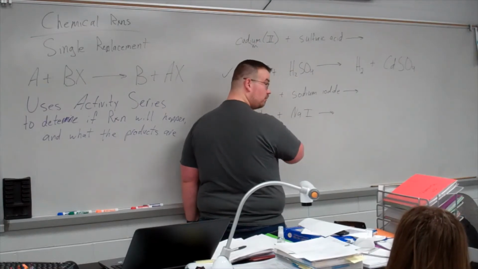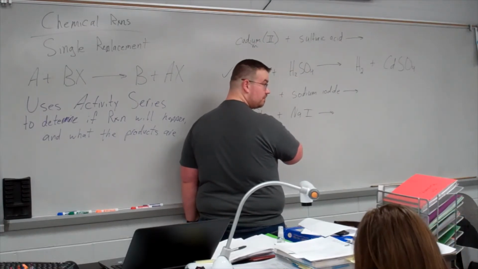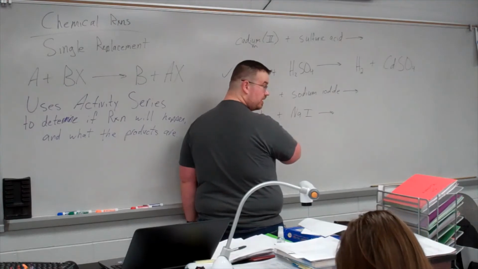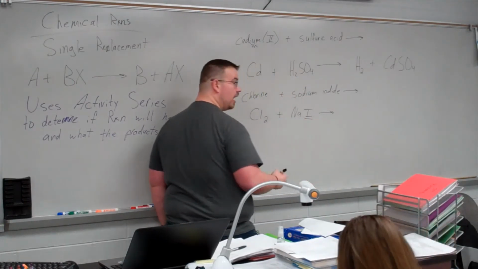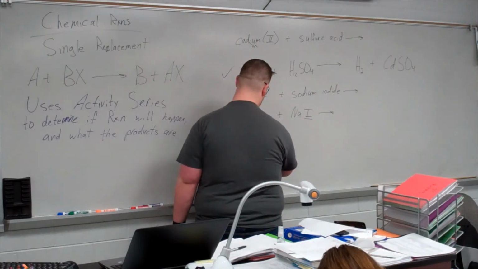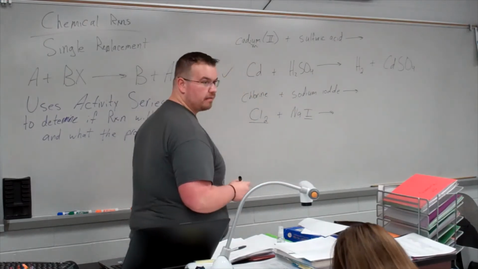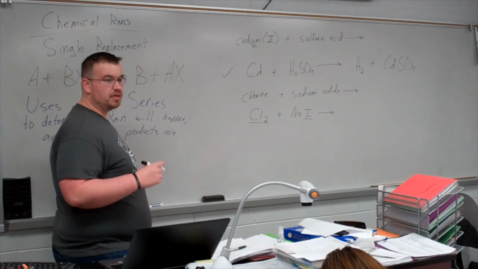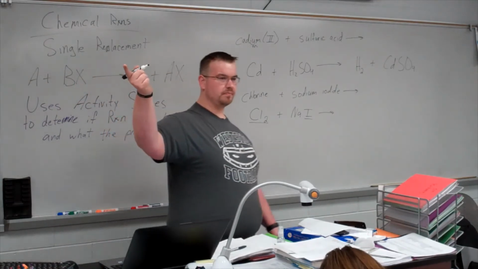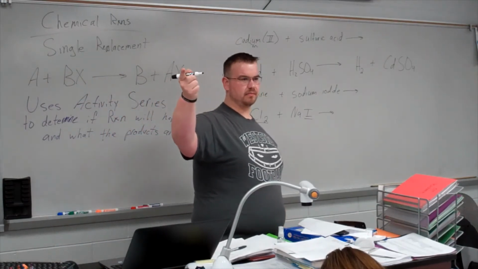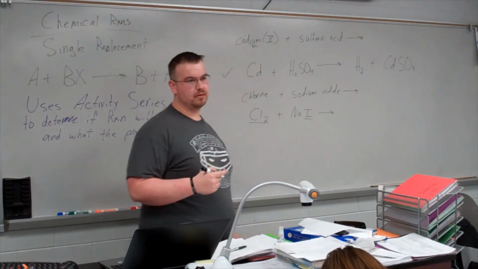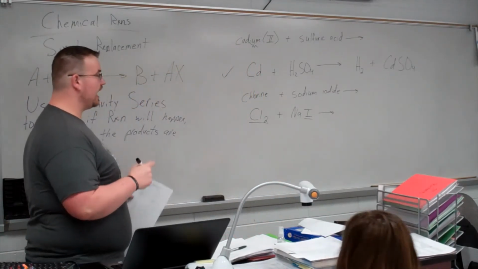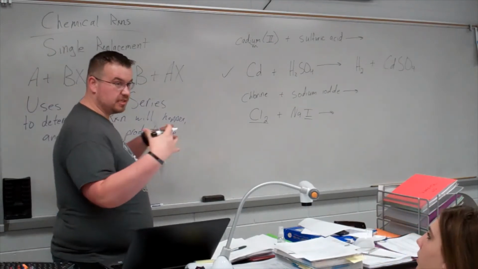Is chlorine a metal or a non-metal? Chlorine is a non-metal, so it's going to look to change spots with the non-metal, not the metal. So why would I have two? Because iodine comes from the 17th column and has a negative one charge, and sodium comes from the first column and has a plus one charge. In that case, the diatomic doesn't come in because it's bonded to something.